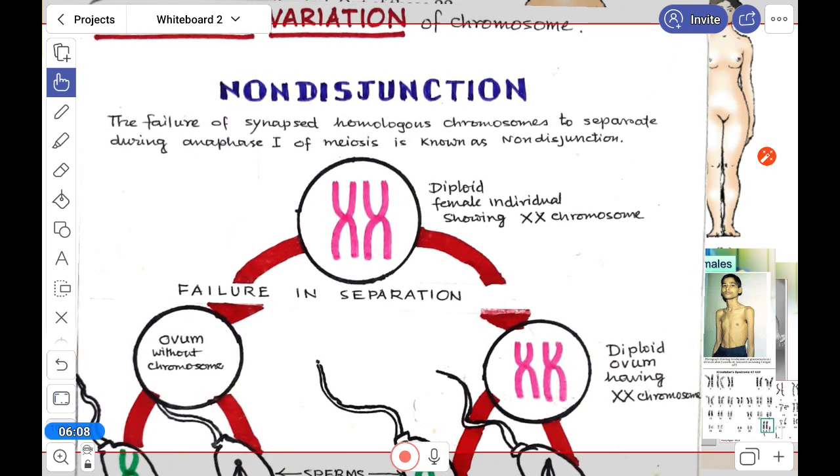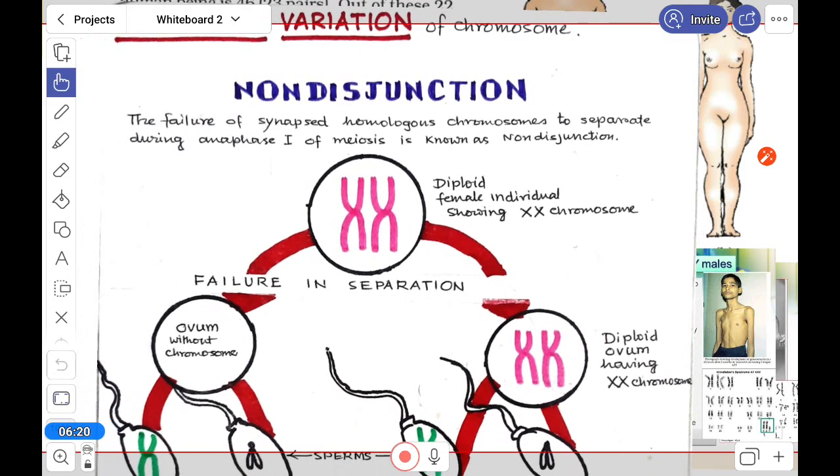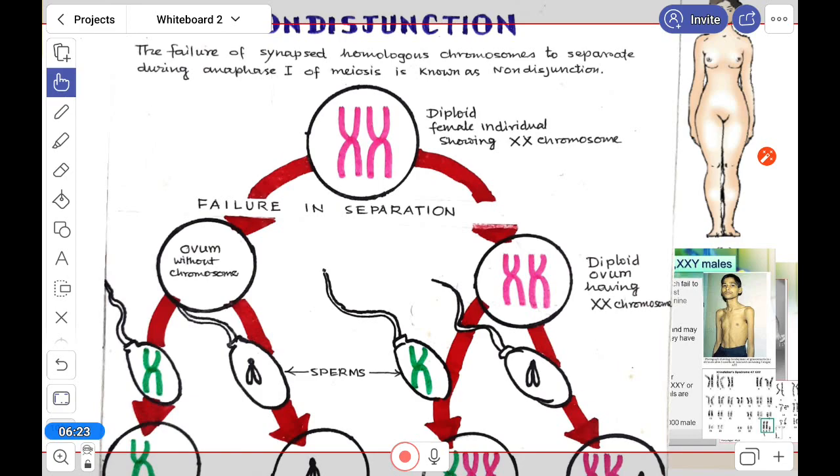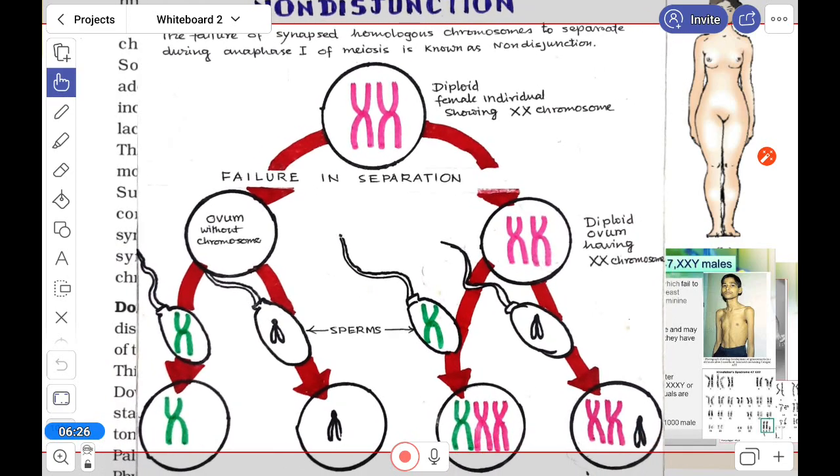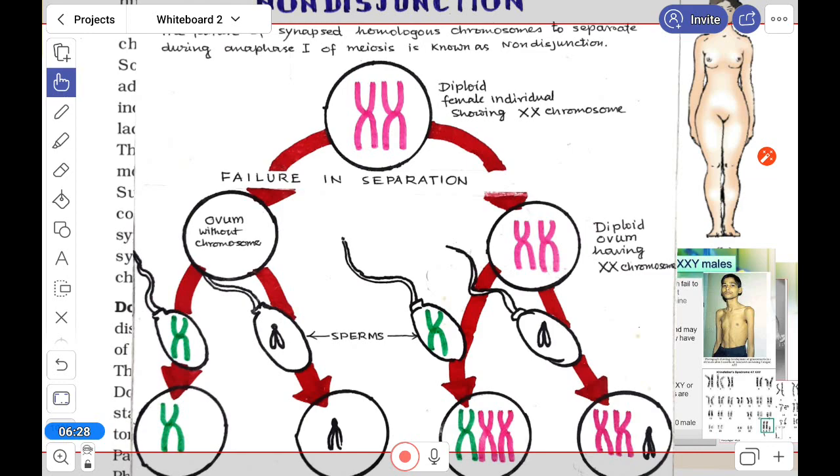Non-disjunction is the failure of synapsed homologous chromosomes to separate during anaphase I of meiosis, known as non-disjunction. Here you can see a diploid female individual with XX chromosomes. If it fails to separate, then what will happen? It should be one X here and one X here, but it fails to separate, so both X chromosomes come into the ovum and form a diploid ovum.